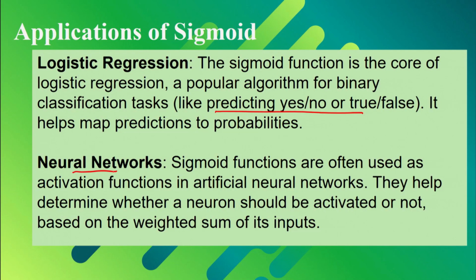Now, moving on to the next one, neural networks. These sigmoid functions are very often used as an activation function in neural networks. They help to determine whether any neuron should be activated or not. So, here the example usage of sigmoid comes.